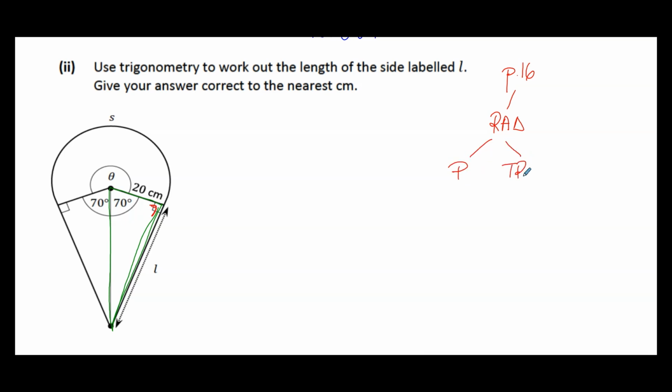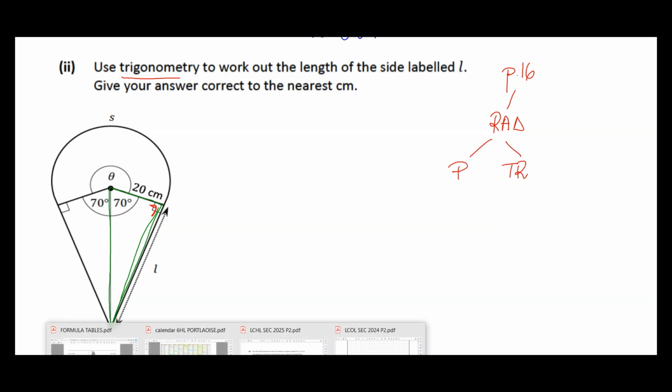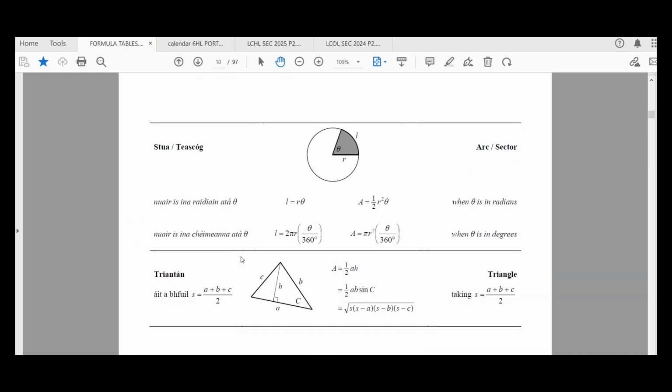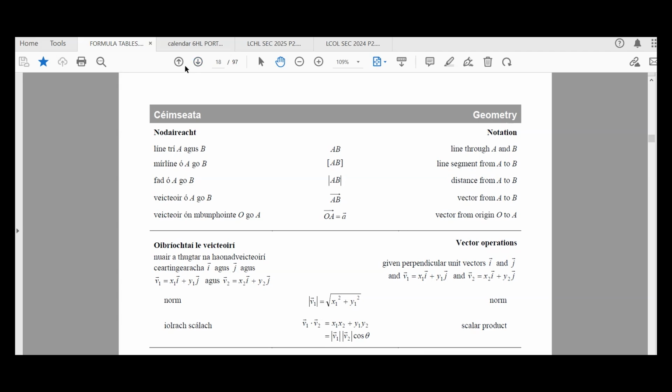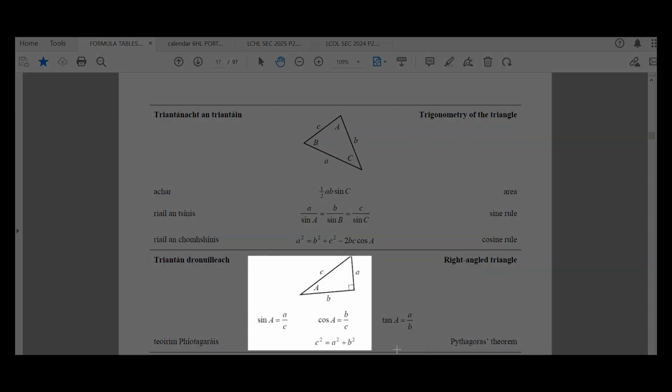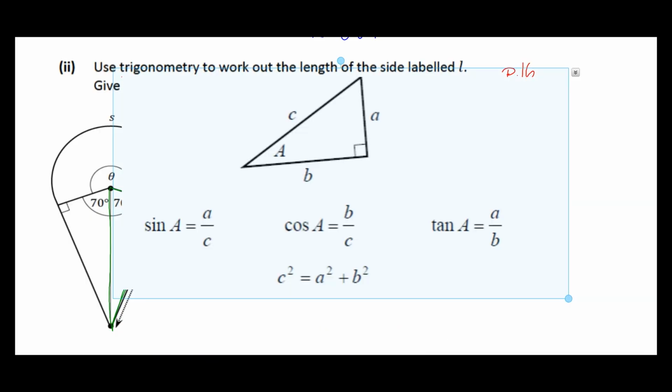We have Pythagoras and trigonometric ratio. Now, here they are pointing us towards trigonometric ratio, but not always do they. So if they don't, how do we make that choice? Pythagoras, the formula here, where is it? Let's get that. No, that's not the formulas. That's the area. There it is. So these are the formulas here.